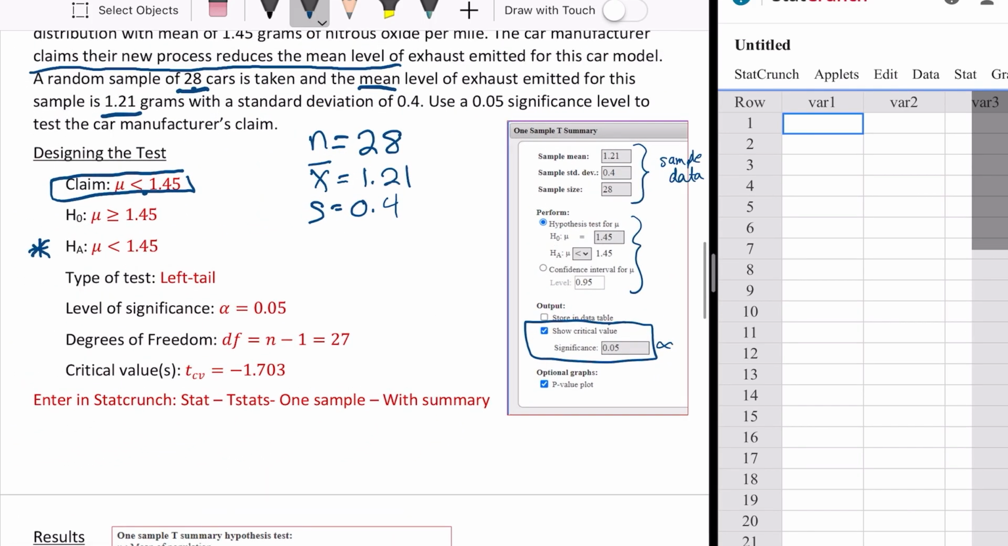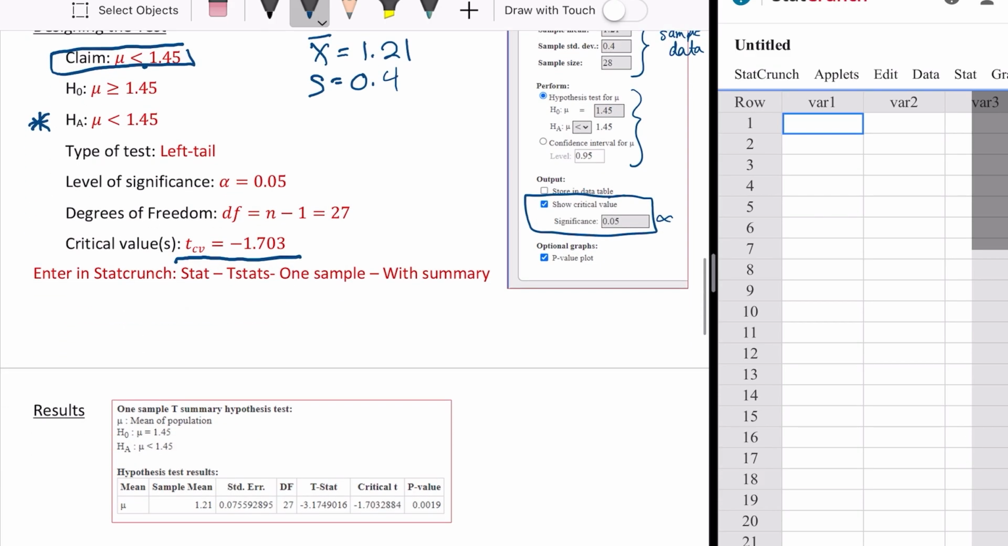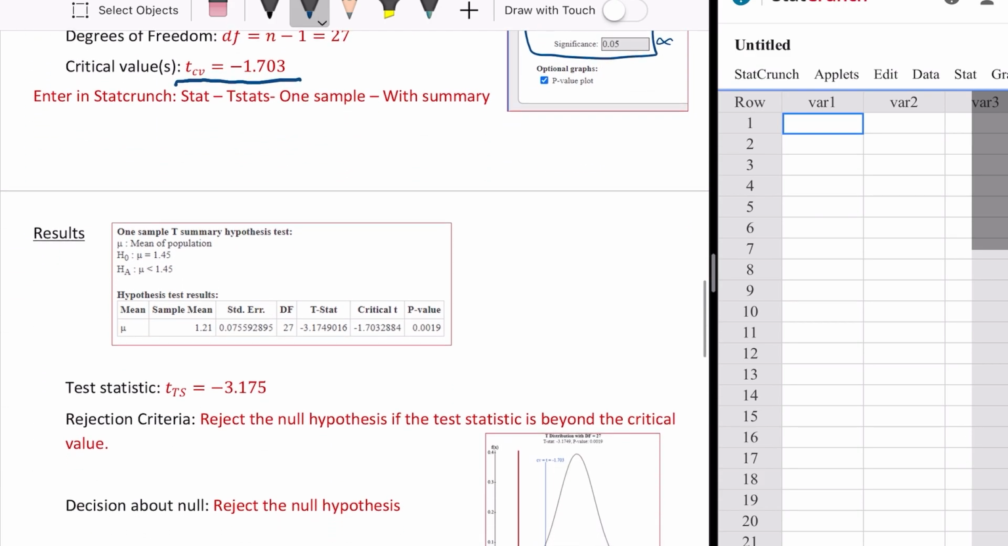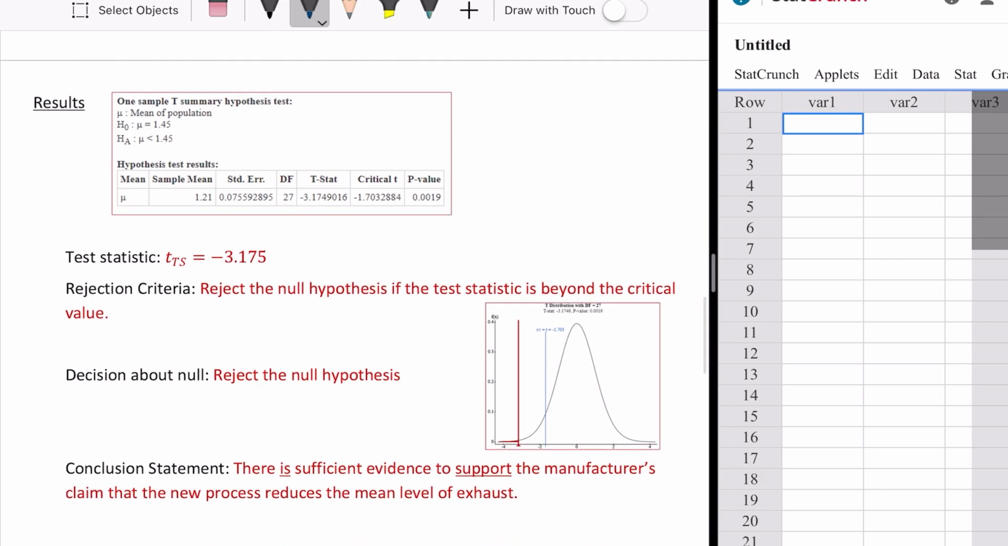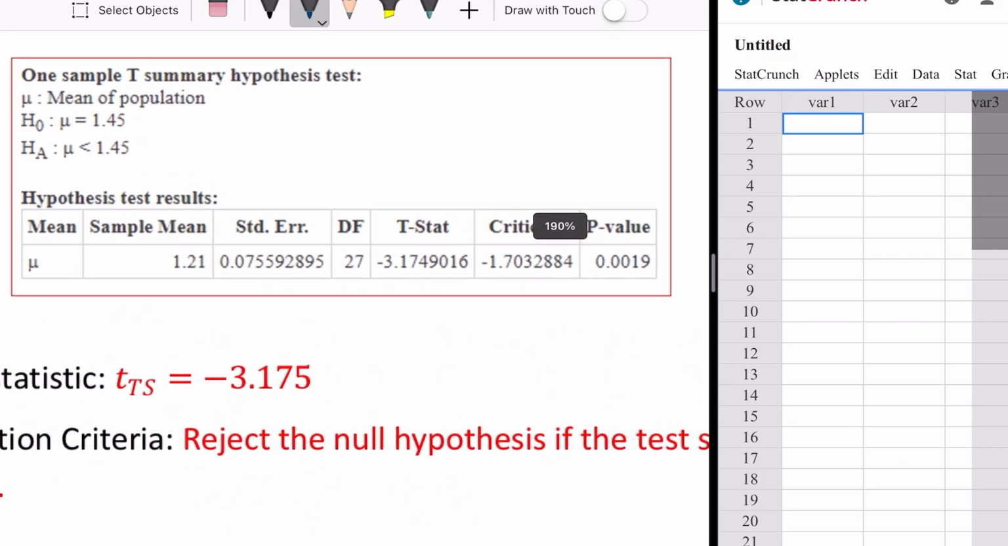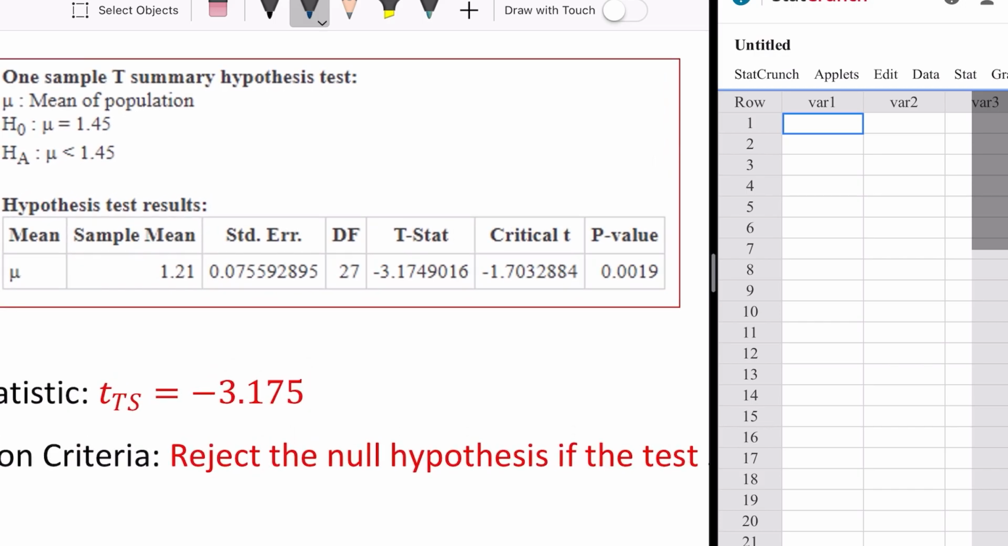So when we do that, I'm going to get a critical value of negative 1.703. And I was expecting a negative critical value because it's a left tail test. So I was expecting to be down there below average. Okay. So in our results, let's circle the important information.